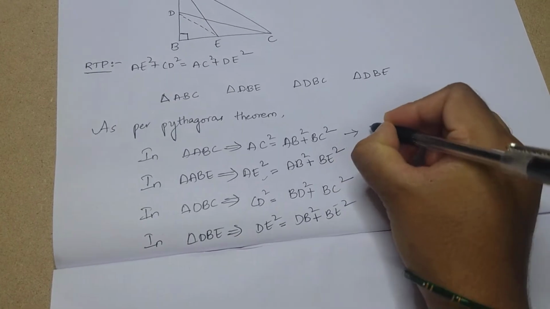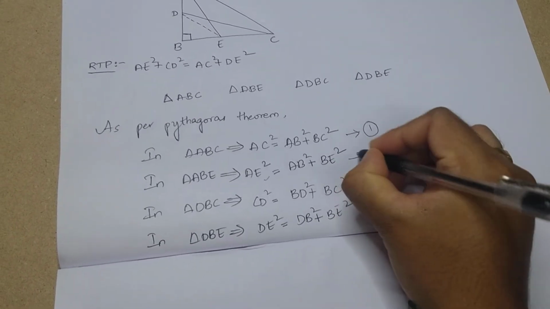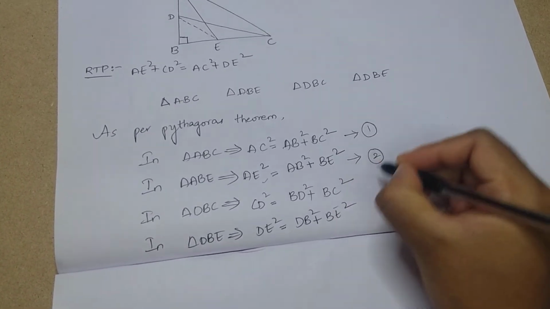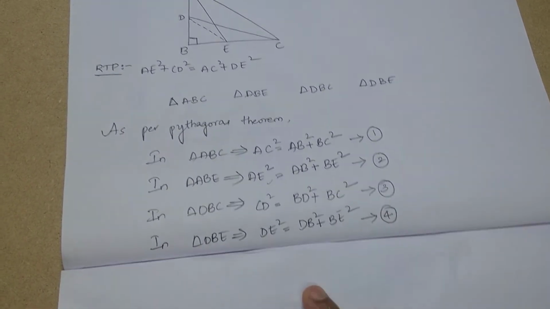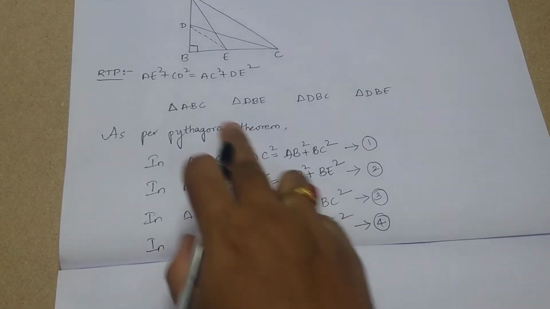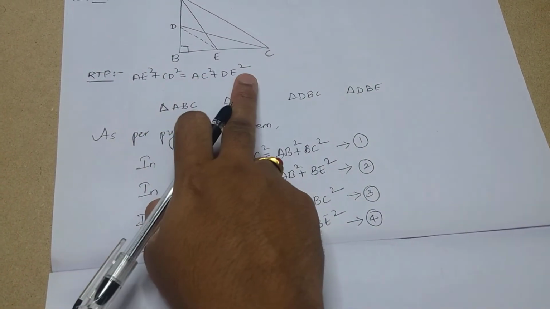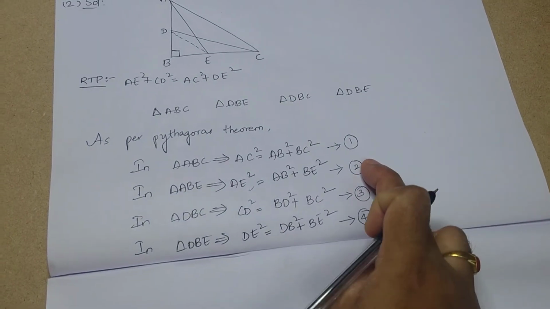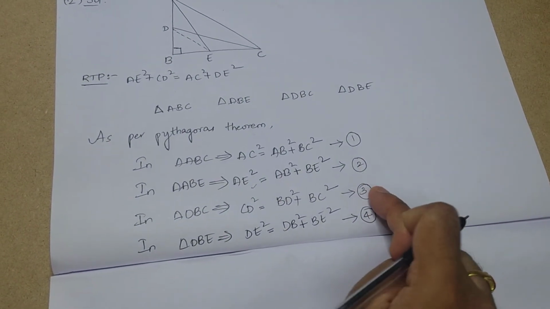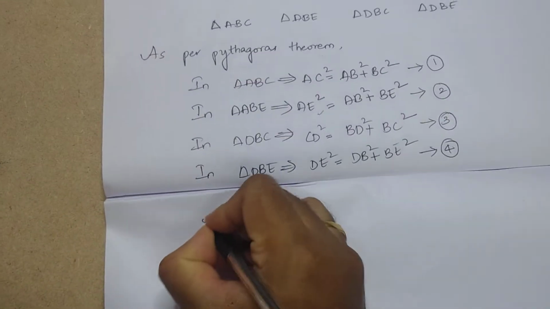So what will I do? I just put the four equations as equation 1, equation 2, equation 3 and equation 4. So from the LHS part I am going to prove the RHS part. So what will I do here? Equation 2 plus equation 3 equals to, write it here.